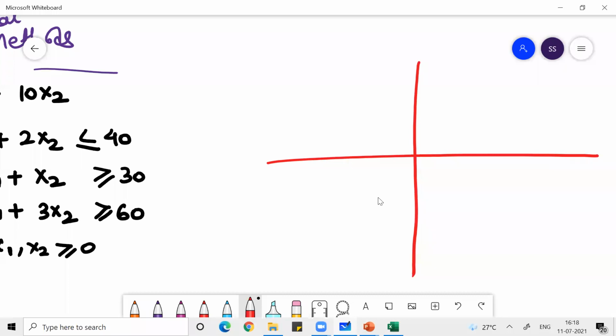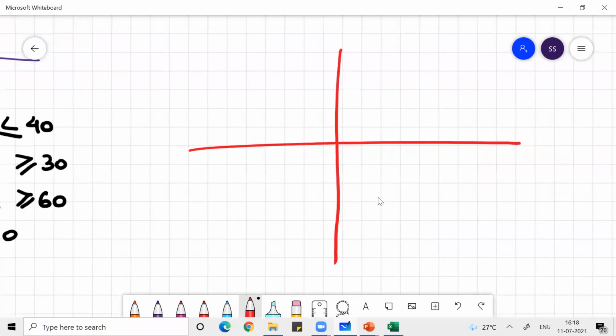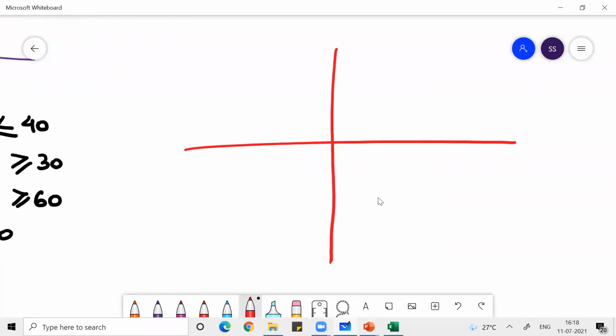Whenever you use the graphical method to solve the given problem, you need to solve only in 2 dimensions, 2 variables. If you have more than 2 decision variables, imagine if you had x1, x2, x3, then you can't solve it by using the graphical method. Why, sir? Why can't we solve it by the graphical method? Because if you have a third variable, where will you put that variable?